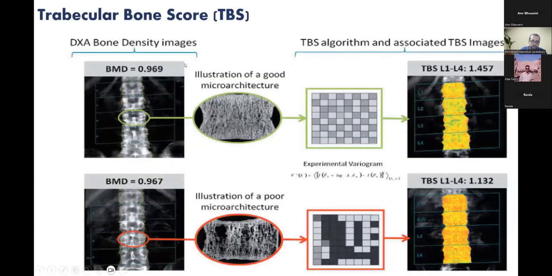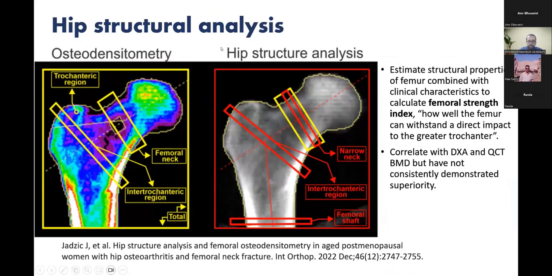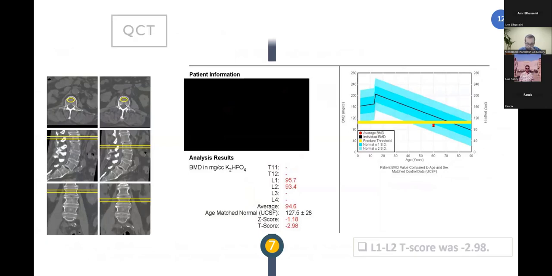So Dr. Al-Jabri talked about the trabecular bone score. The trabecular bone score uses gray level variation of the vertebrae to give us a scoring system of the trabecular separation of the vertebrae. And we also have the hip structural analysis, but it is less commonly used than the TBS, and it was not consistently demonstrated to be superior to the DEXA BMD and the QCT. But it also uses a calculation to measure femoral bone strength. So it does not only measure the bone quantity, but also gives us a hint about bone quality.